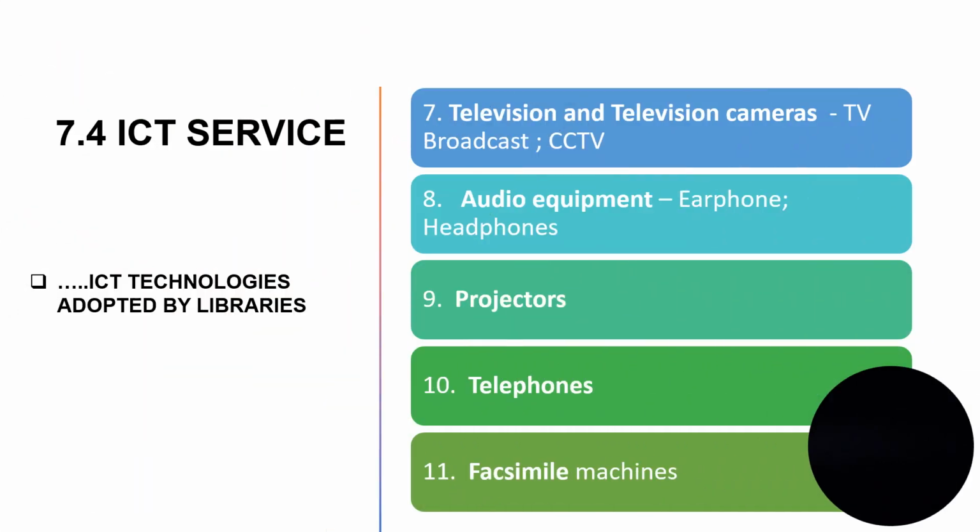Okay, another ICT technologies adopted by libraries is television and television cameras, including TV broadcast, CCTV. We also adopted audio equipment, ada earphone, headphones. We also adopted projectors, telephones, as well as facsimile machines.